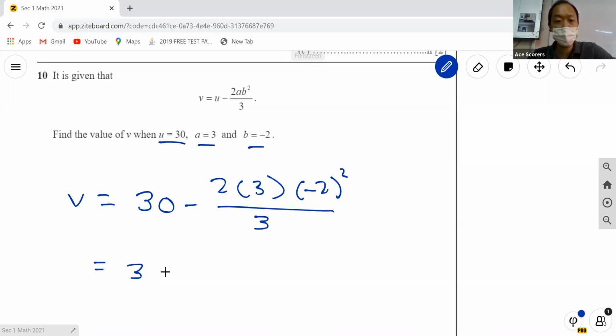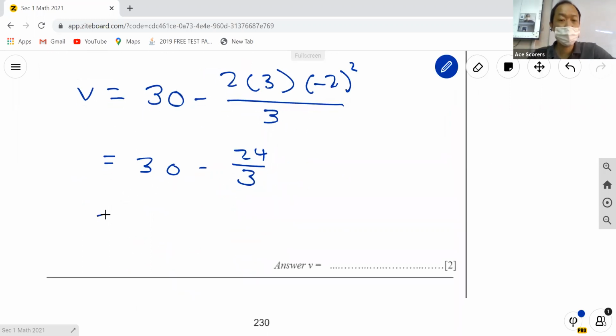So 30 minus, 2 times 3 is 6, then negative 2 squared is positive 4. So 6 times 4 is 24. 24 over 3 is 8, so 30 minus 8 is 22. Answer is 22. It's easy. Okay, easy question, 2 marks for an easy question. Next one.